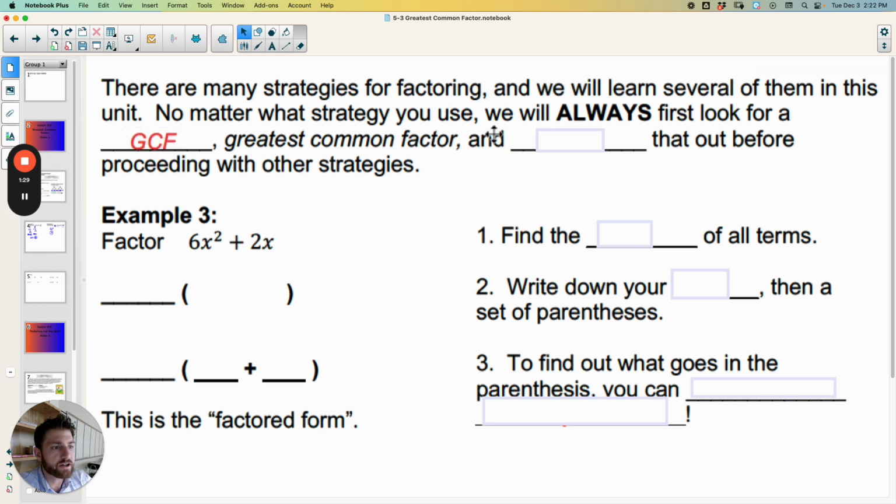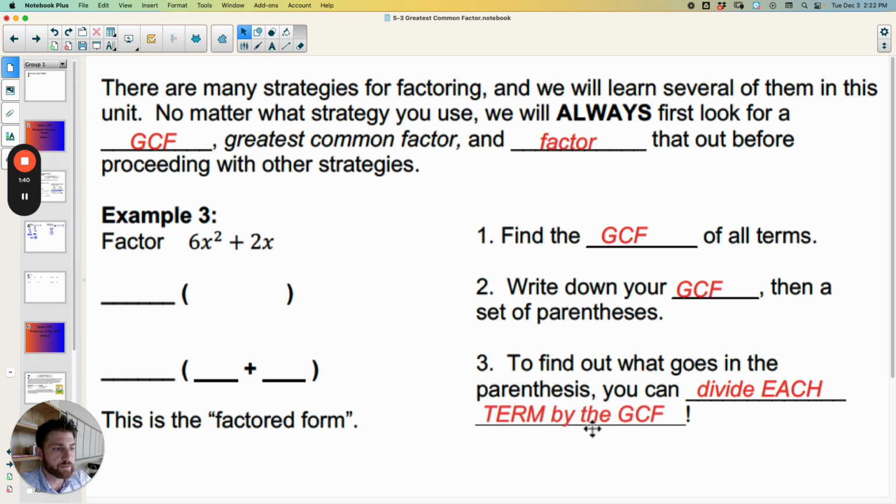No matter what strategy you use, you will always want to look for the GCF first, and you need to factor that out before proceeding with other strategies. Okay, so here are the different steps that we have. The first step is to find the GCF of all of the terms. So for example number 3, we have 6x squared plus 2x. Okay, so we have 6x squared and we have 2x. We want to factor out the GCF of both of these.